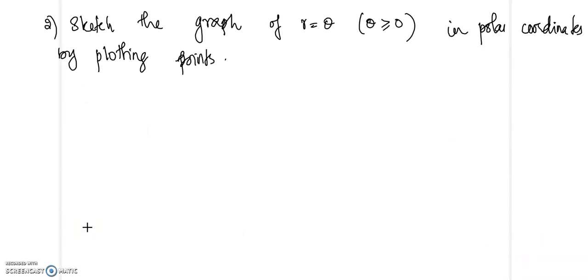The next problem is to sketch the graph of r equal to theta in polar coordinates where theta is greater than or equal to 0 by plotting points. So what we do here is we need to take a few sample points.